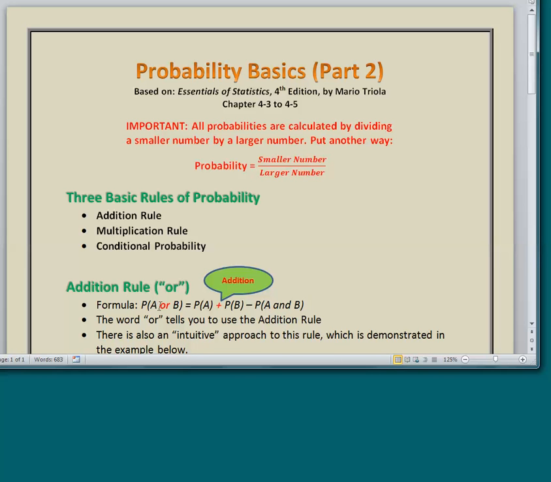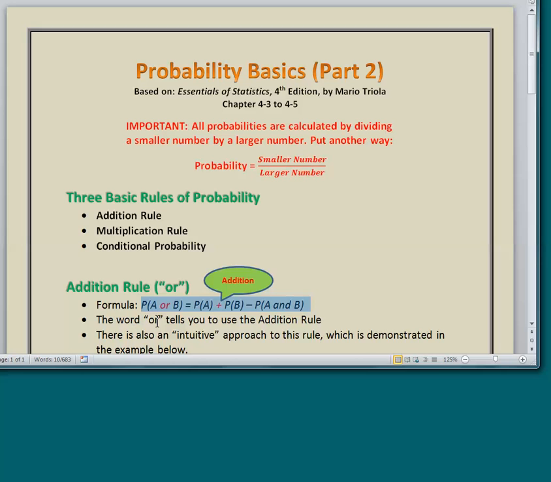And we use this notation to stand for things that could actually happen. A refers to something that could happen. B refers to something that could happen. So you read this, the probability of A or B. The probability of A or B equals the probability of A plus, you see that plus sign there, that's why it's called the addition rule, the probability of B minus the probability of A and B. So that is the complete formula for the addition rule.